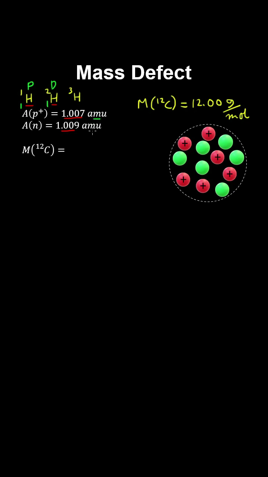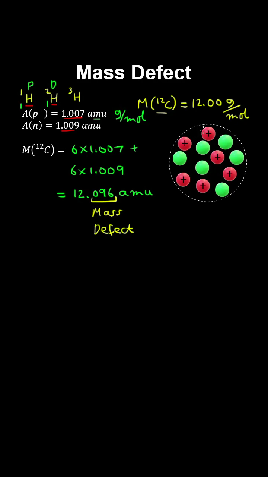So recall atomic mass units is equivalent to grams per mole. So a carbon-12 isotope has 6 protons and 6 neutrons, which would give you 12.096. So this is different to the actual molar mass, because this here is a mass defect. So when protons and neutrons fuse together to form the nucleus of the carbon-12 isotope, energy is released. And by Einstein's famous mass energy equivalence formula, this energy is released in the form of mass, and that explains the mass defect.